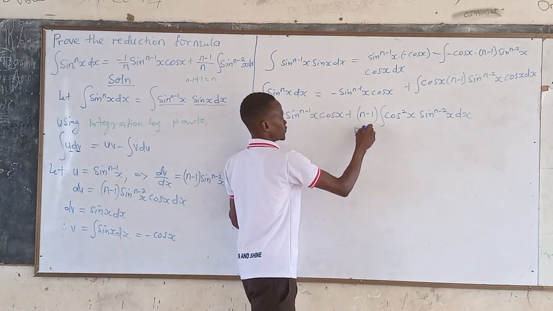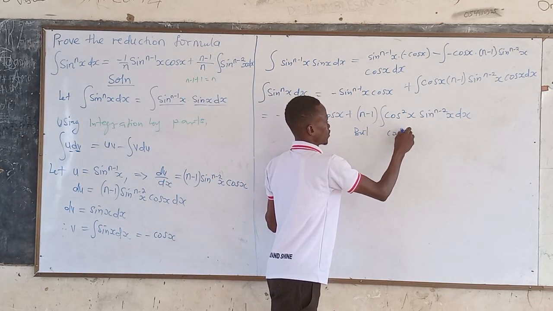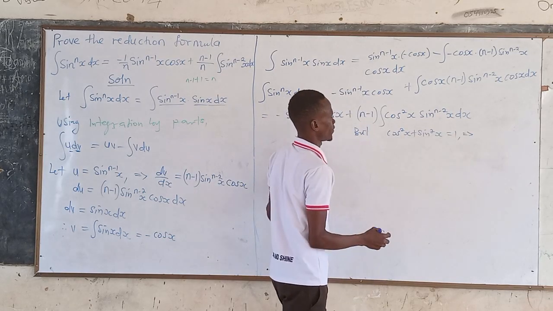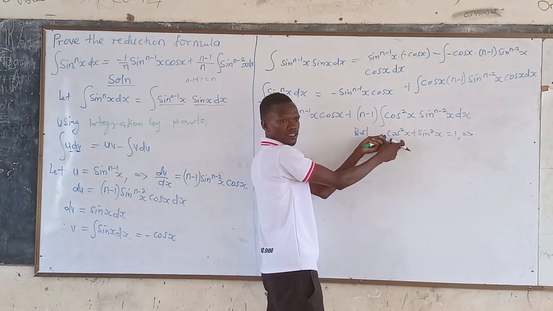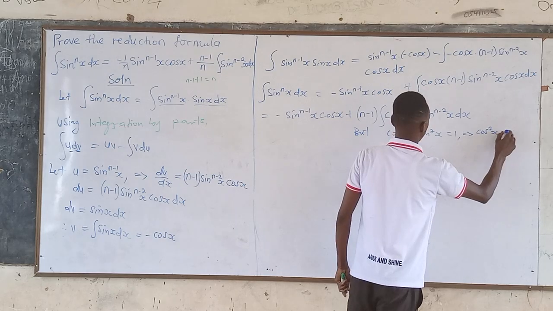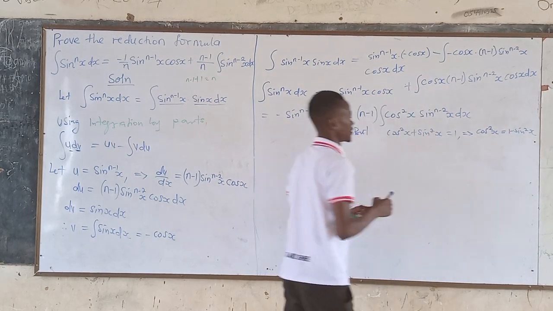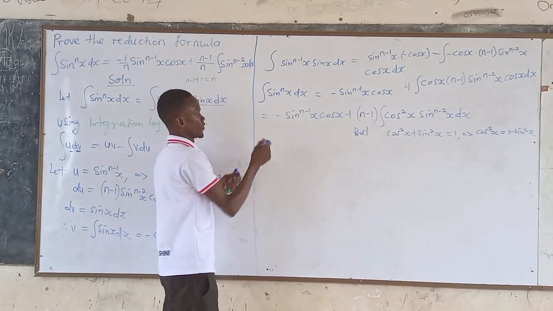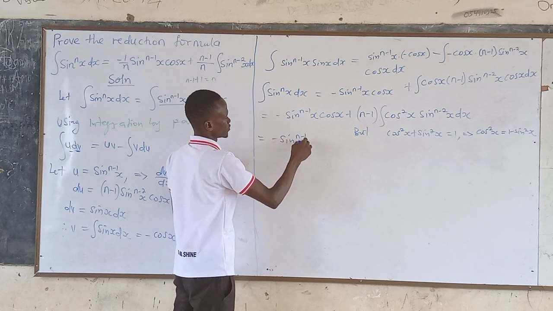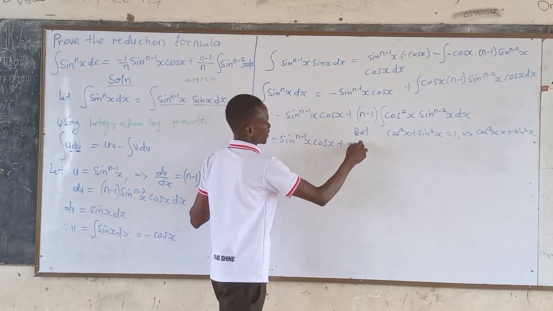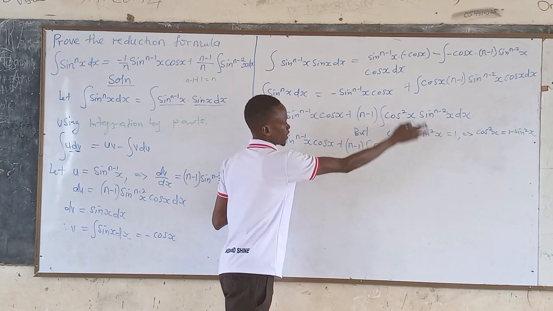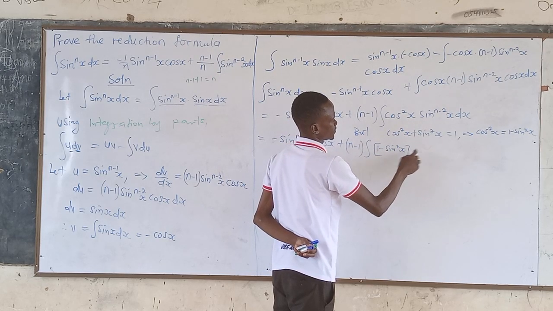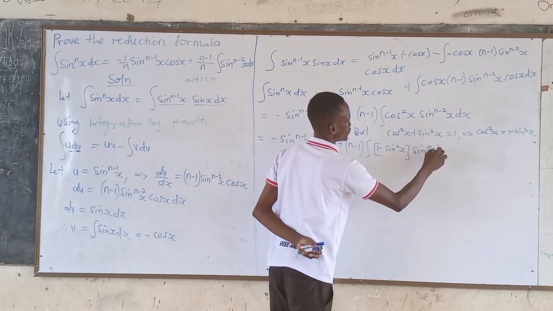But we know from the trigonometric ratios that cos squared x plus sine squared x is equal to 1. So using that idea, if we make cos squared x the subject here, we have cos squared x equal to 1 minus sine squared x. And so I will substitute cos squared x by 1 minus sine squared x into this. And we have negative sine raised to the power n minus 1 x cos x plus n minus 1 times the integral. So cos squared x will be replaced by this. So we have 1 minus sine squared x, then times sine raised to the power n minus 2 x dx.